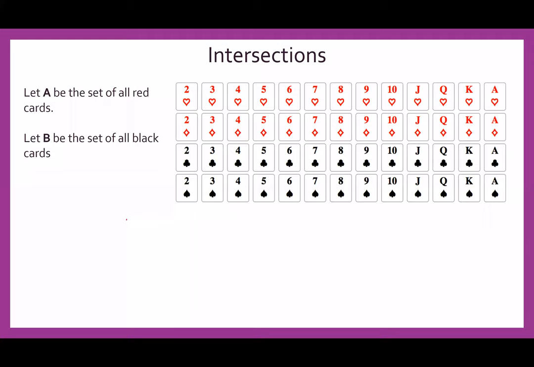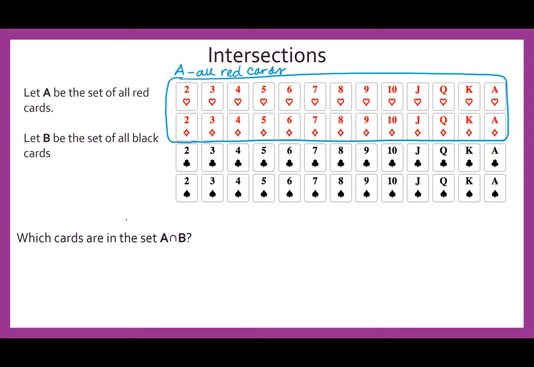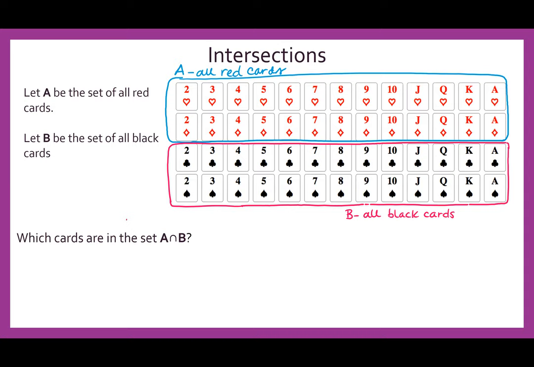Let's look at this other example. Looks similar. So A is still the set of all red cards, but now B is the set of all black cards. So we want to know which cards are in the set A intersect B. So highlight all the red cards, there they are, and then highlight all of the black cards. And to find out what cards are in the intersection of A and B, we have to look for the overlap. But A and B don't overlap.